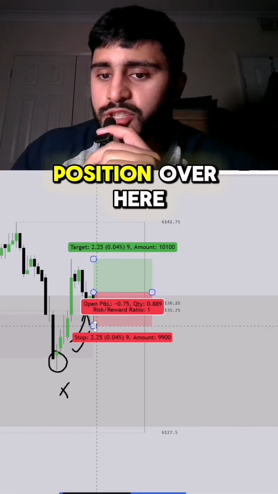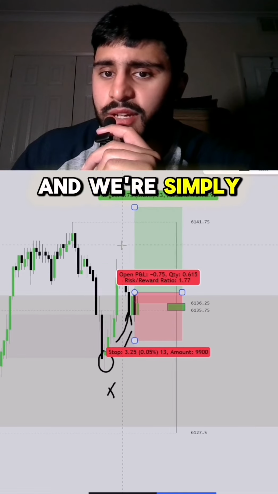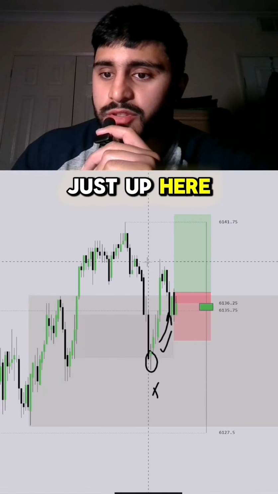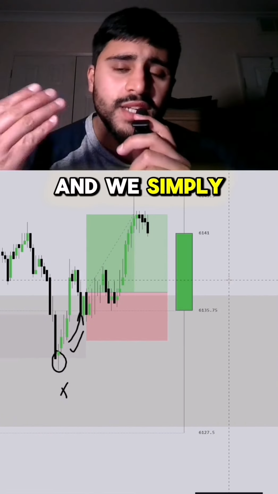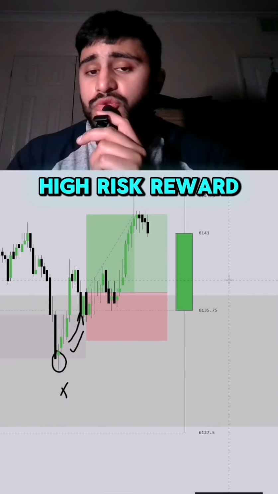So we can place our long position over here with a stop loss near these local wicks, and we're simply looking to target the most recent structural high just up here in this region. Let's continue to play price on and see what we get, right? So notice how price rallies to our overall take profit, and we simply target the most recent high to get a high risk reward TP.